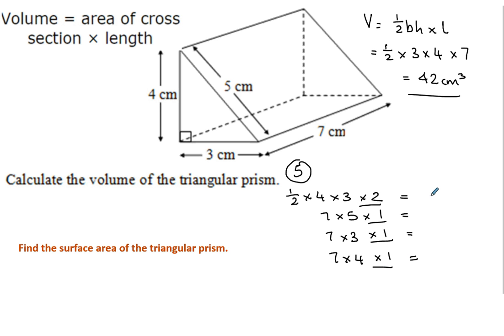Now half of 2 is just 1, so you're just doing 4 times 3, 12. There you'd get 35, there you'd get 21 and 28. And we add them, and we get 96 centimeters squared. All right. Okay, that was easy.